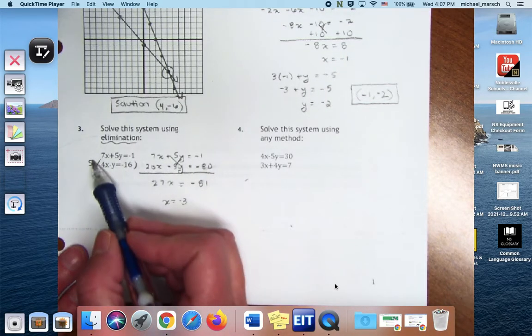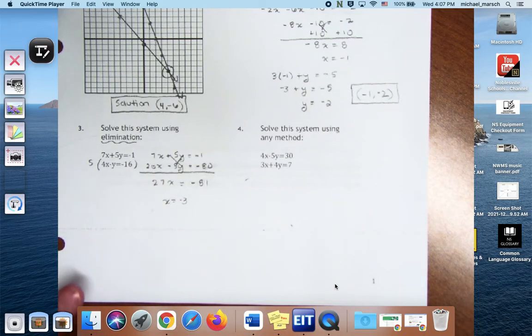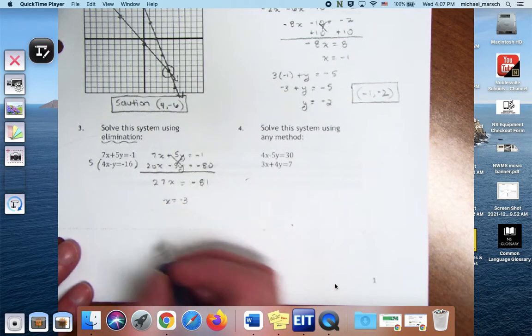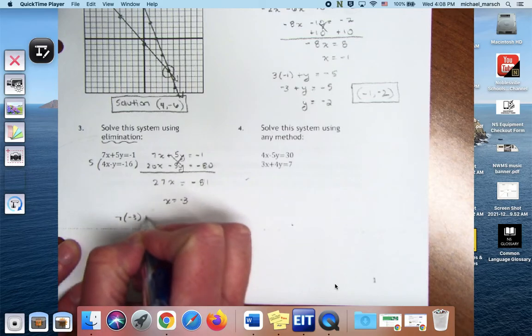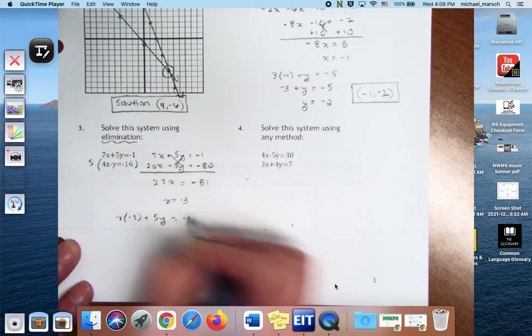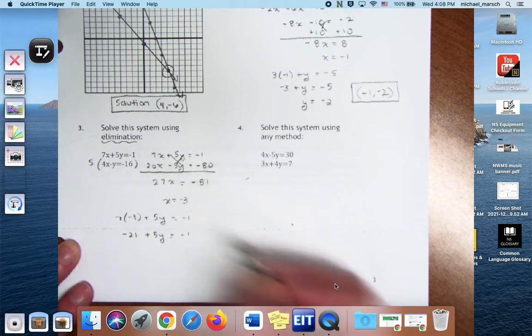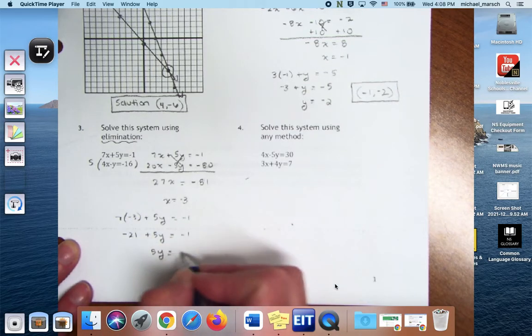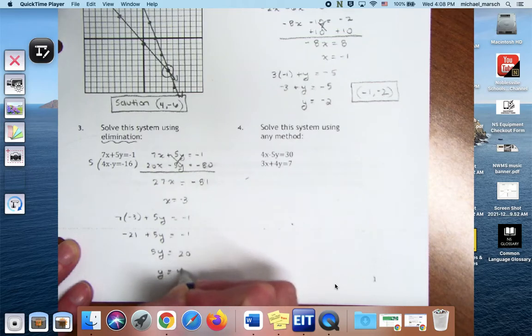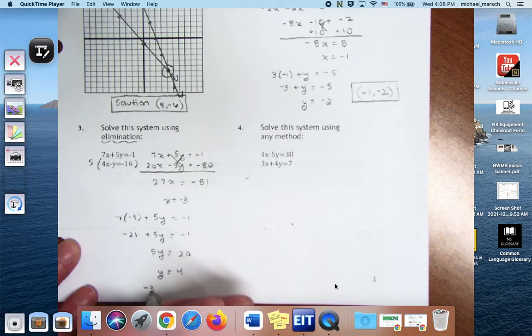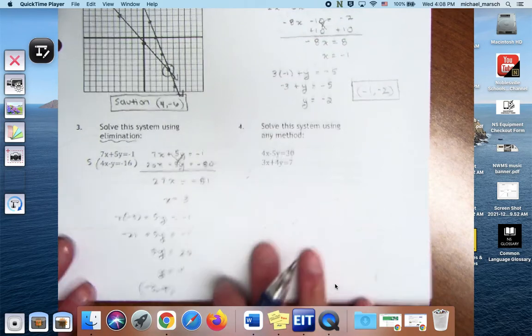That's because I forgot to distribute that 5 over here. And so then I'm going to put this back into the equation. 7 times negative 3 plus 5y equals negative 1. Negative 21 plus 5y equals negative 1. 5y equals 20. Y equals 4. So my solution is negative 3, 4.